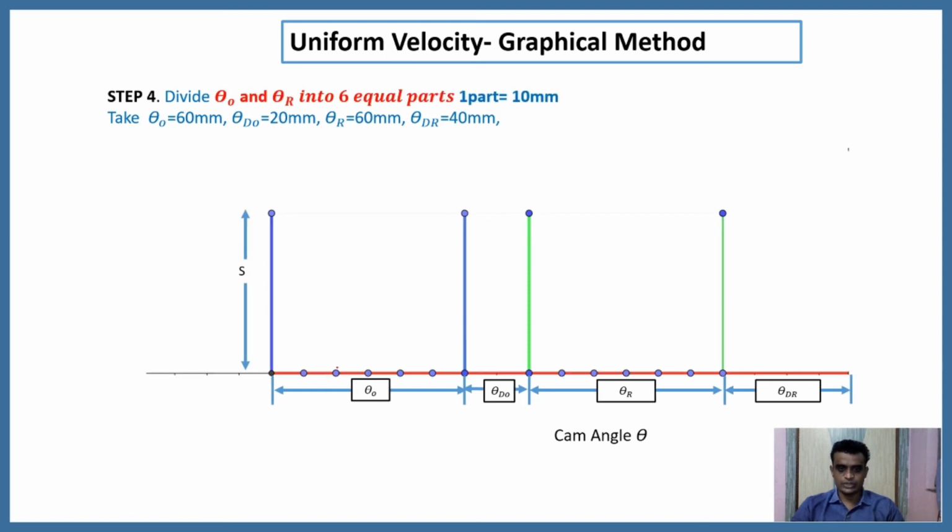Next, you have to divide theta O and theta R into 6 equal parts: 1, 2, 3, 4, 5, 6, and again 1, 2, 3, 4, 5, 6. Each is 10 mm, because this total distance is 60 mm. For theta R also, this distance is 60 mm. That's why we can divide it into 6 equal parts.